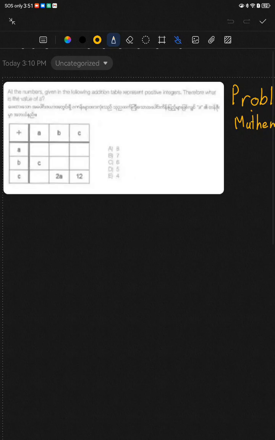So in the given problem, all the numbers given in the following addition table represent positive integers. Given this data here, the question asks us to find the value of a.